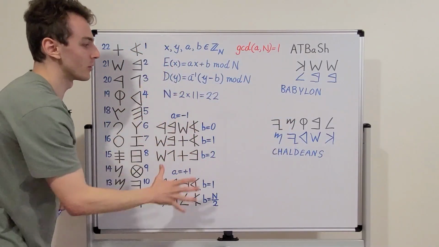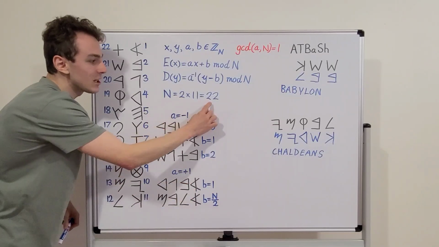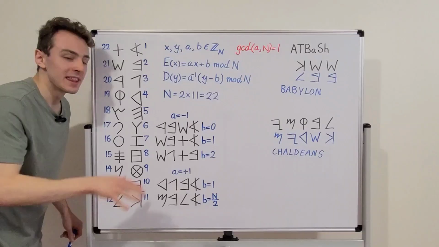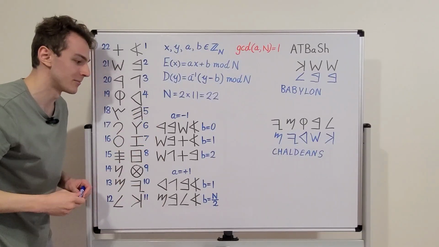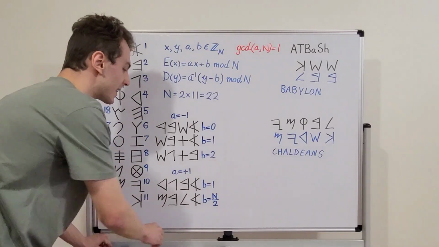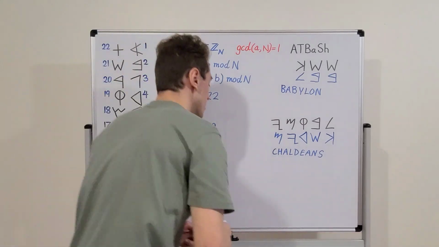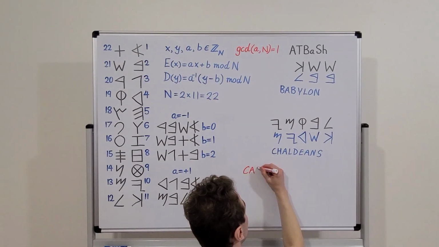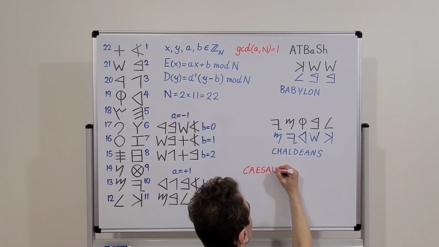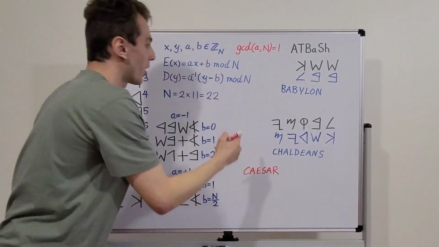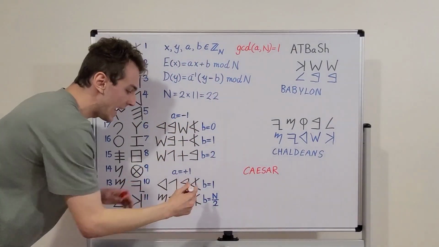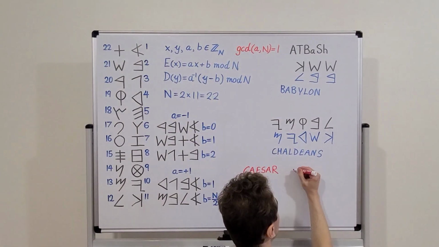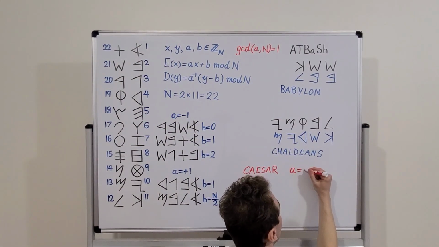Now, for all of these examples, we have been dealing with n equals 22. But what if instead we used the modern Latin alphabet? Then we'll be able to define the Caesar cipher. So let's do that over here. The Caesar cipher is also a type of affine cipher. And just like these two down here, the Caesar cipher has a equal to +1.